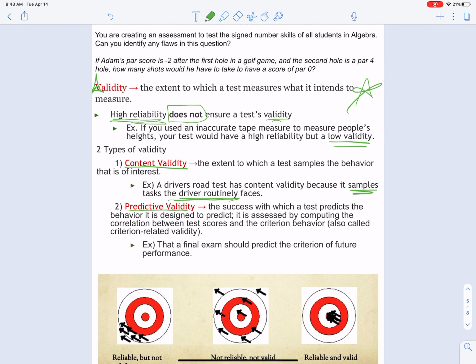Predictive validity tells us how much the results of this assessment are going to matter in the future. For example, if I gave you a final exam in algebra, that should predict, if it has good predictive validity, how you're going to perform in your future math classes that require algebraic skills. So that is also sometimes called criterion-related validity. Criterion-related validity is when the criteria of the test can predict future performance. Okay, so that is one way of also testing for validity.